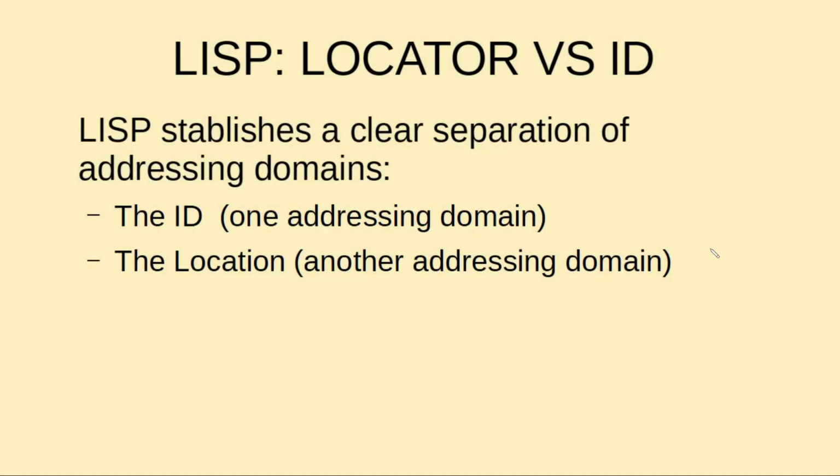And here is where things start to get interesting with LISP, because LISP establishes that we can separate the addressing domains when referring to IDs and when referring to locations. So for instance, I could use IPv4 addresses in order to provide addressing to IDs, and at the same time, I could use IPv6 addresses in order to provide addressing for locations.